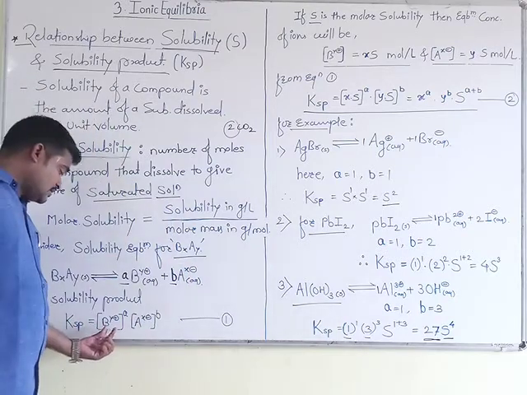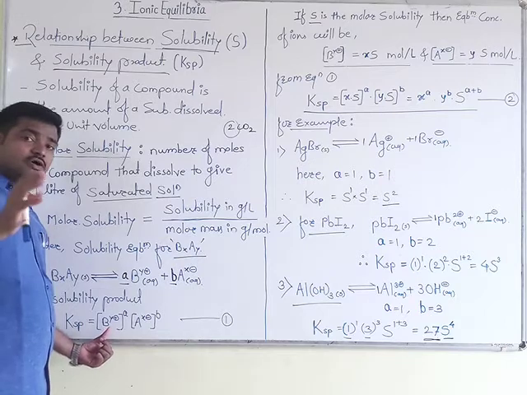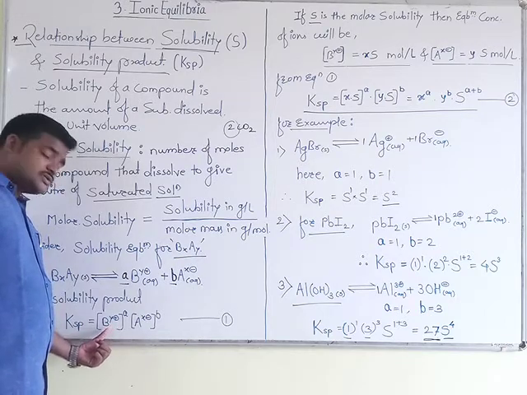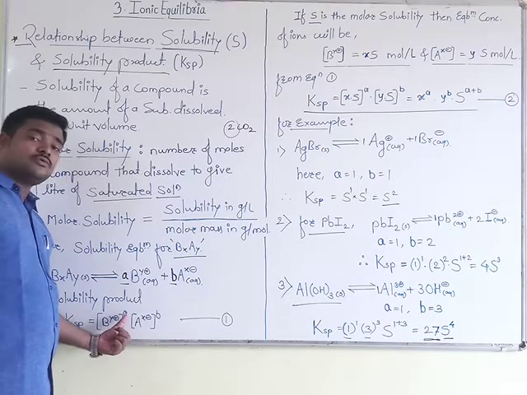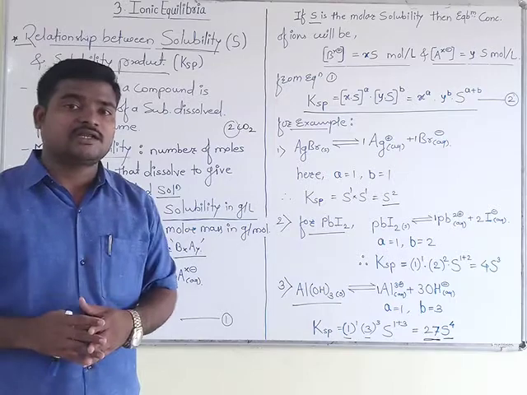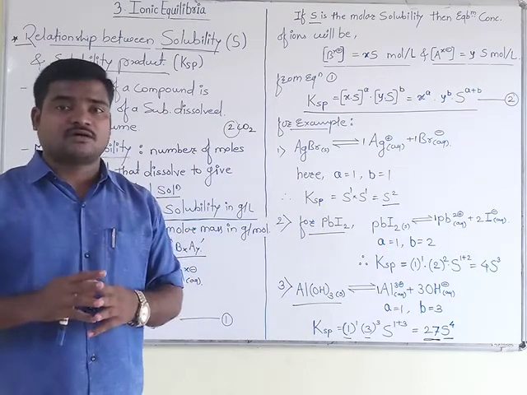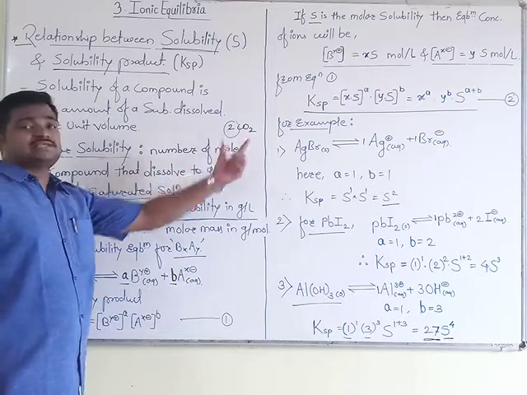So here B to the plus, in the sense the cation present in the salt which ionizes, which we have taken like this, the concentration of B plus raised to a. Now what does this power a indicate? It indicates the coefficient term if it is present like this.